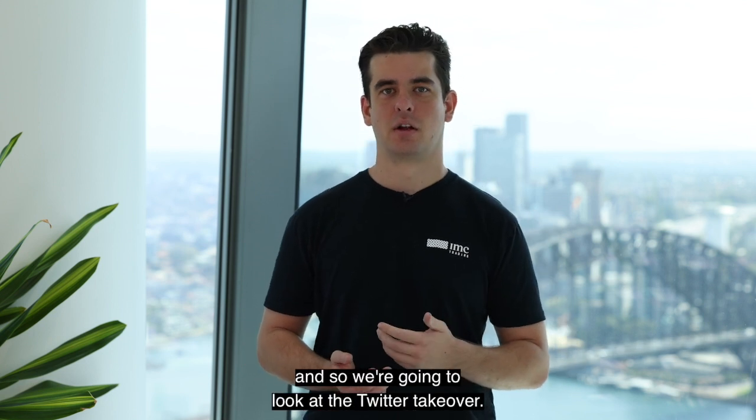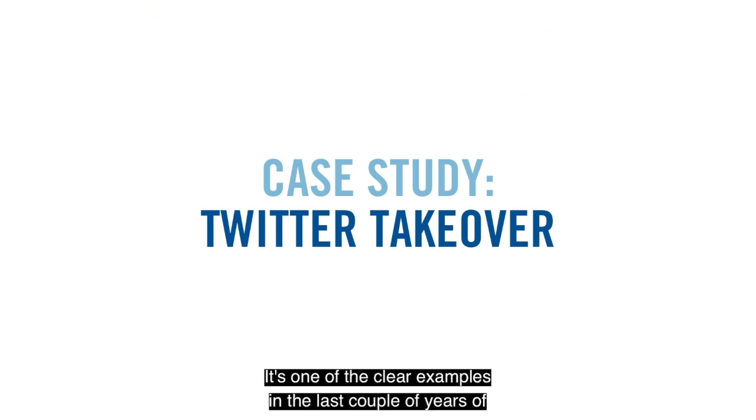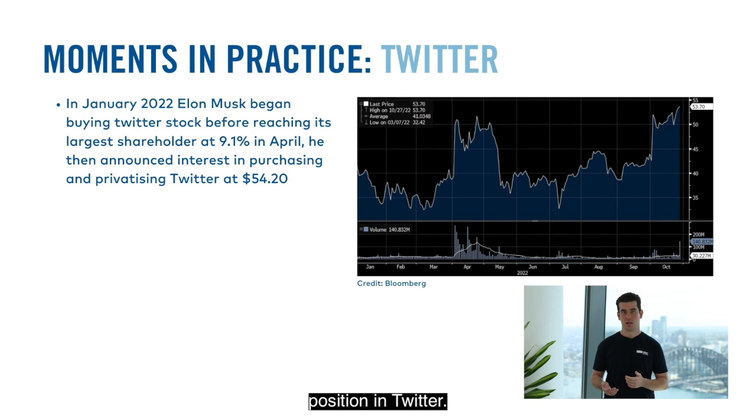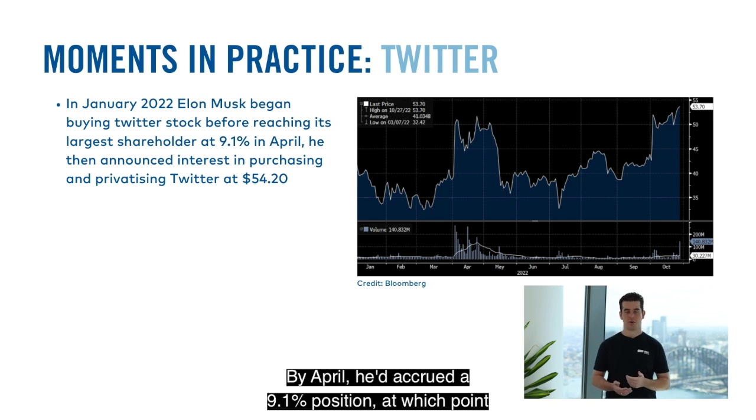And so we're going to look at the Twitter takeover. It's one of the clearer examples in the last couple of years of how these moments in distributions become important in our options trading. So in January 2020, Elon Musk began accruing a position in Twitter. By April, he'd accrued a 9.1% position, at which point he offered the board a $54.20 takeover price.